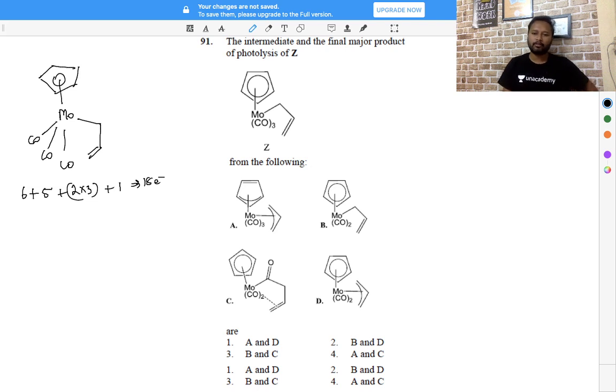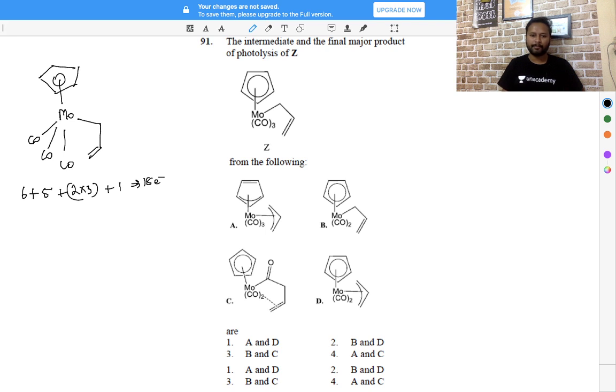Now it has to undergo a reaction and form an intermediate. How will it form the intermediate? Here are a few things you need to know. If you do the photolysis of this, in the next step an intermediate will be formed, and that intermediate will not be an 18 electron species. The intermediate will have fewer electrons than that 18 electron species. So check the options, whether they are 18 electron or not.